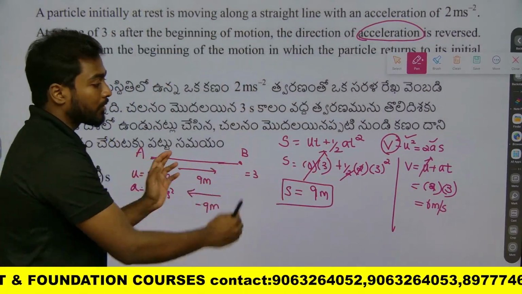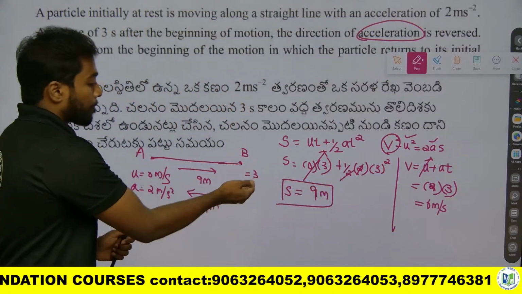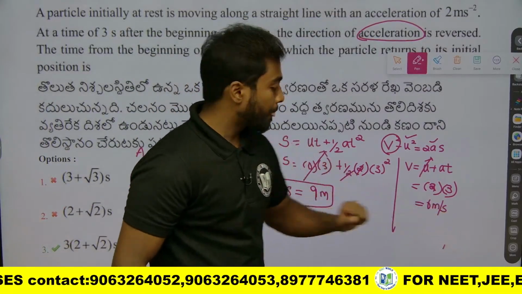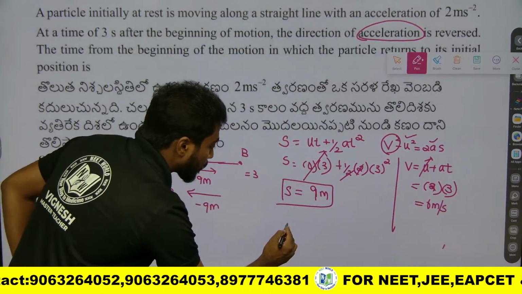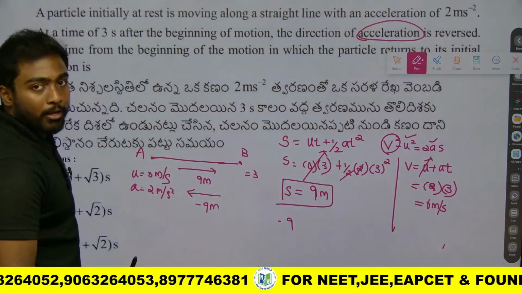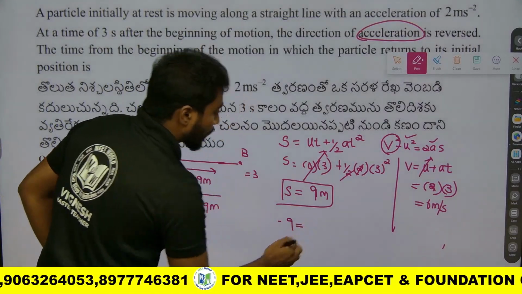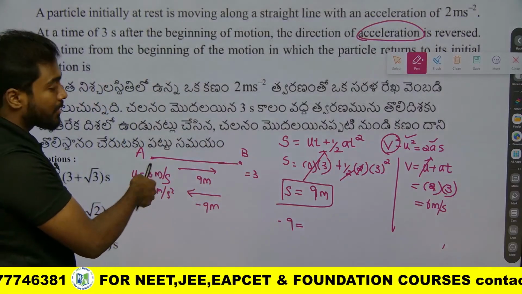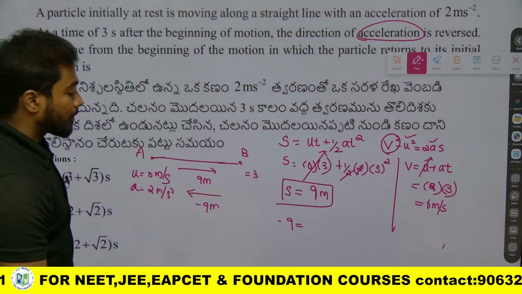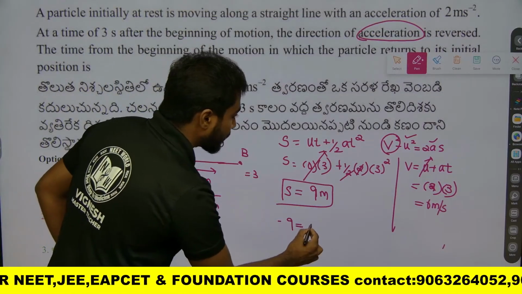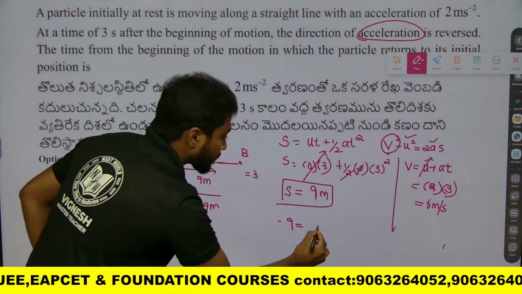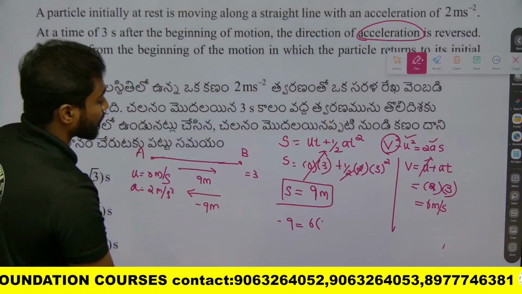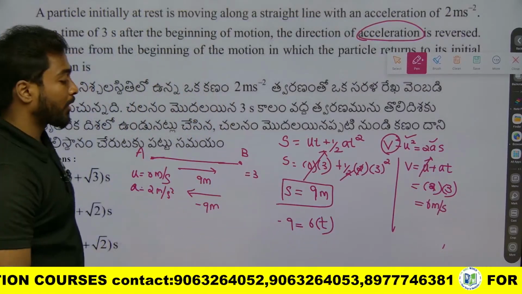For this direction, the final velocity is 6 meter per second, and for the return direction the initial velocity will be 6 meter per second. Now I can use the equation with minus 9. I need to find the time for this case, then I can add both of them, and that will be the answer. So minus 9, initial velocity is 6 into time. It is not 3 seconds, I need to find the time.